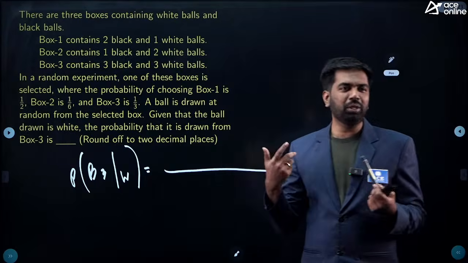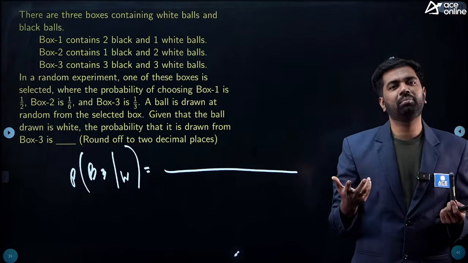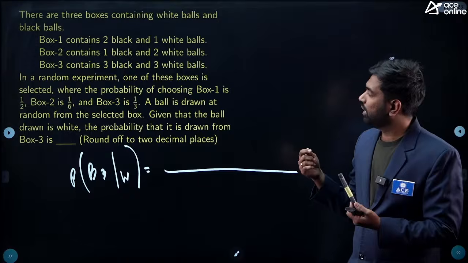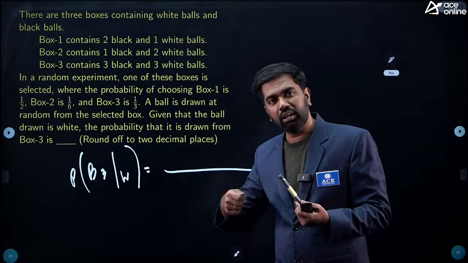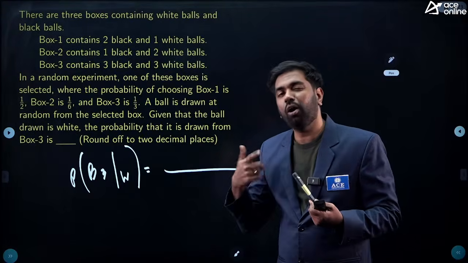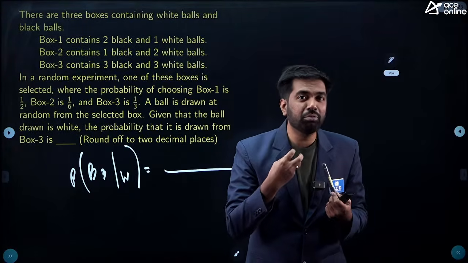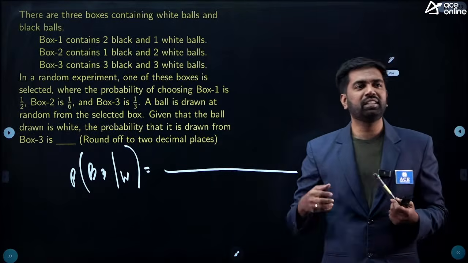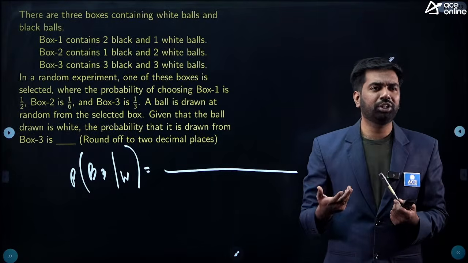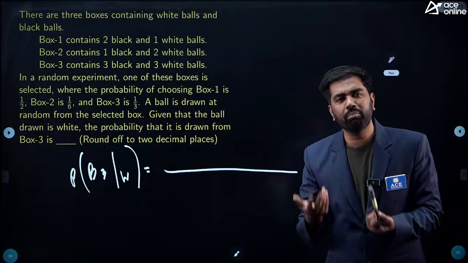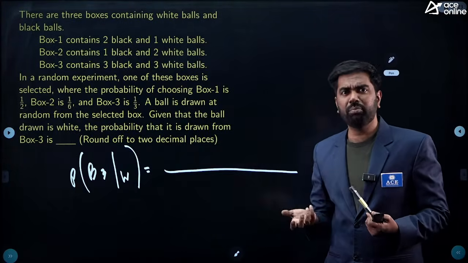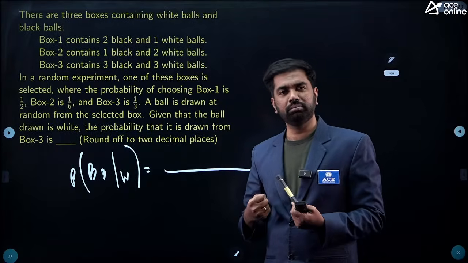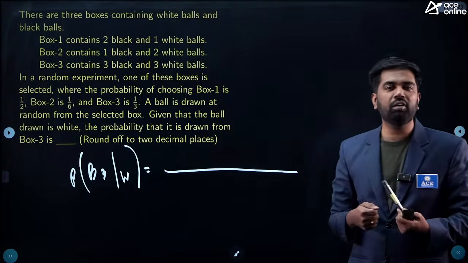So I'm trying to see when the ball can be a white object. Is it possible through box 1? Yes. If I select box 1, can I get a white object from it? Yes. Or, now see the way I'm using the word or. The white object can be drawn from box 1, or from box 2, or from box 3. So if I select box 1, yes, I can get a white ball. Or if I select box 2, I can get a white ball.